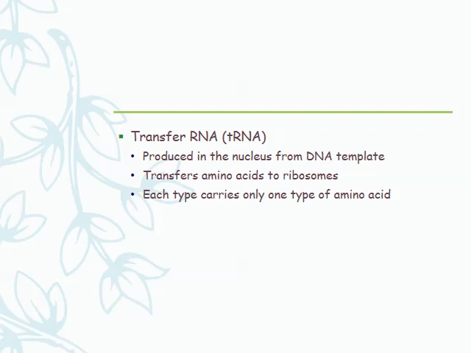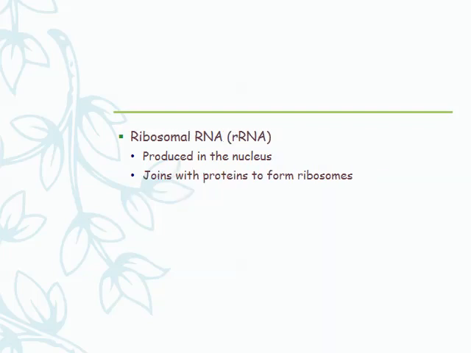It's a function of transfer RNA to transfer the correct amino acid to the growing amino acid chain. Ribosomal RNA is also produced in the nucleus and is an integral part of the ribosome.